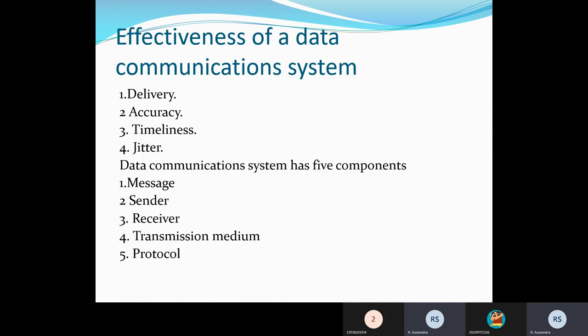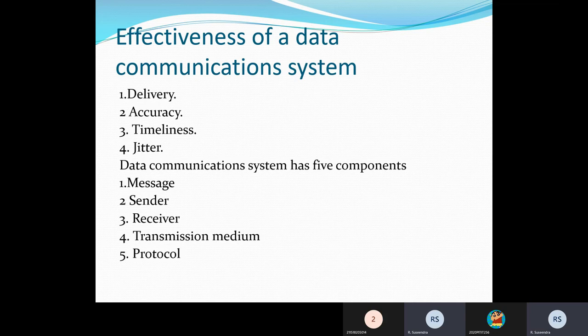So the accuracy, and then timeliness. It should be sent on time. If I mention the data needs to be sent at 12 o'clock, the data needs to be sent at 12. It should not get delayed to 12:05 or 12:30. It should be on time.